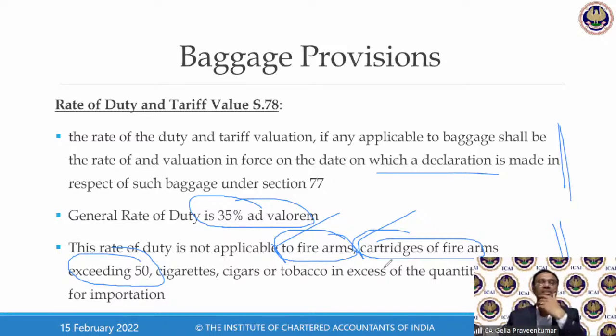Example, say John Pope. When John Pope visits India, along with him, his security guards have to come. So they are permitted to import something called firearms. Along with the firearms, cartridges of firearms, not exceeding 50.